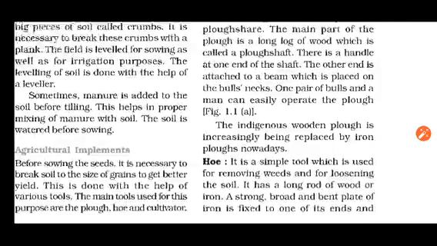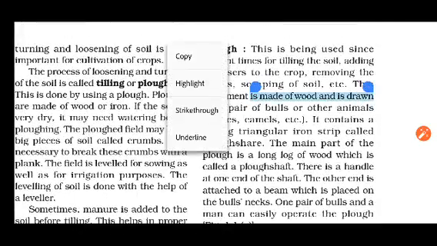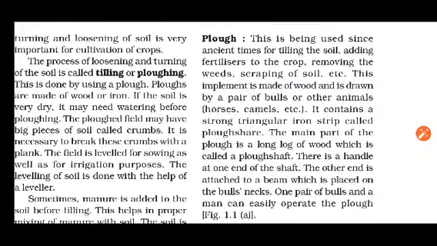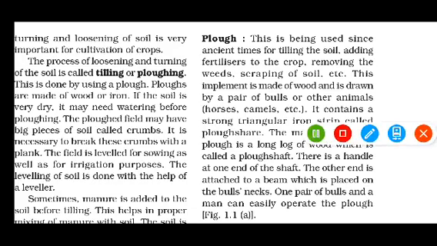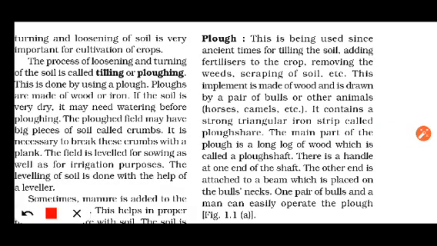Now we read about plow. Plow is being used since ancient times for tilling the soil. It is a very old structure, and farmers are using it for a very long time. And what are the three purposes of using plow? Adding fertilizer to the crop. Removing the weeds. Weeds, you remember I told you, are the unwanted plants that grow generally inside a farm or inside a field. And the third purpose is scraping of soil.